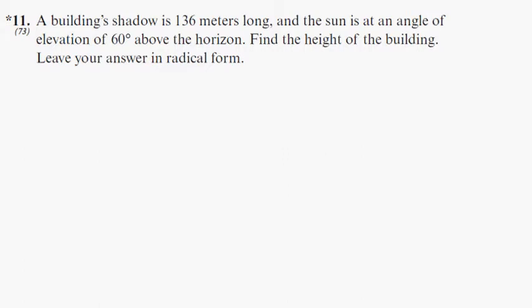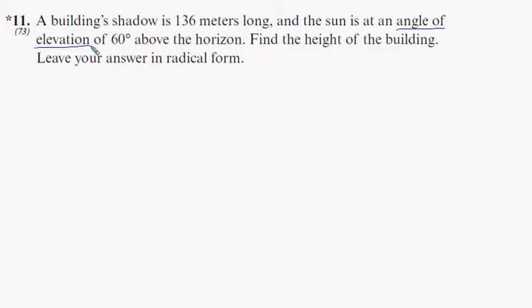You can see that this is an angle of elevation problem again because it has the words angle of elevation in it. It says a building's shadow is 136 meters long and the sun is at an angle of elevation of 60 degrees above the horizon. Find the height of the building.